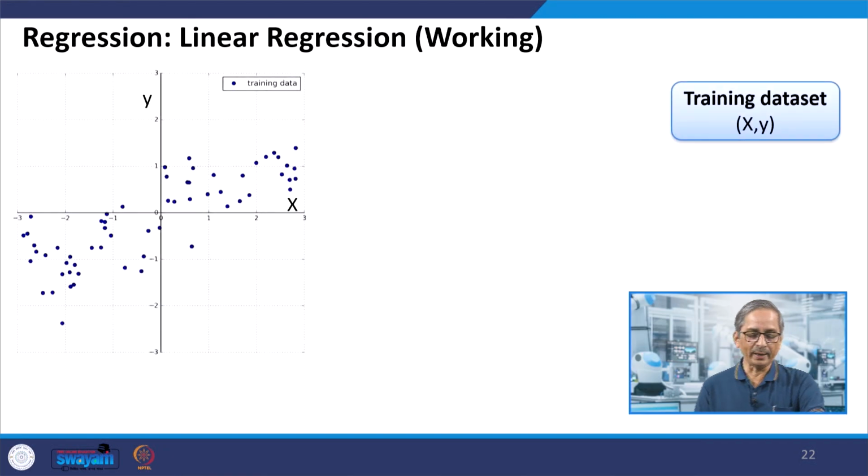So, we have this training data here. This is my input and I have my output, and I have plotted all this training data. So, what do I have to do now? I have to get an equation which could predict this data with the least squared error being minimum.